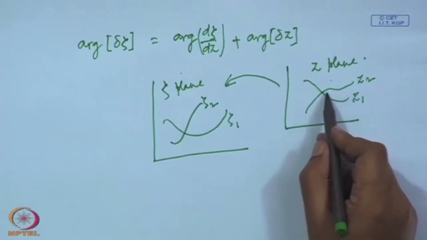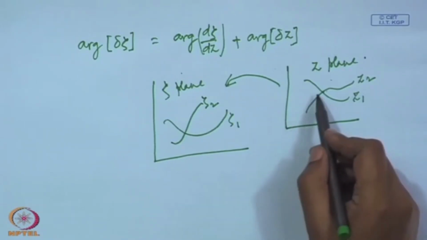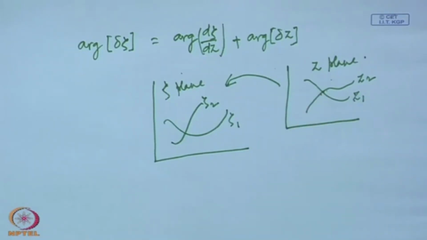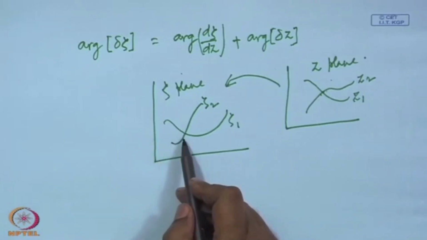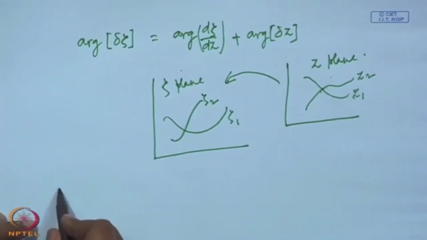Now, what is the angle between these two curves? So, at the point of intersection, what is the angle between these two curves? Difference of the arguments. So, which we can of course write as argument of delta z2 minus argument of delta z1. Here also it is the same: argument of delta zeta 2 minus argument of delta zeta 1. So, let us now write what it is.